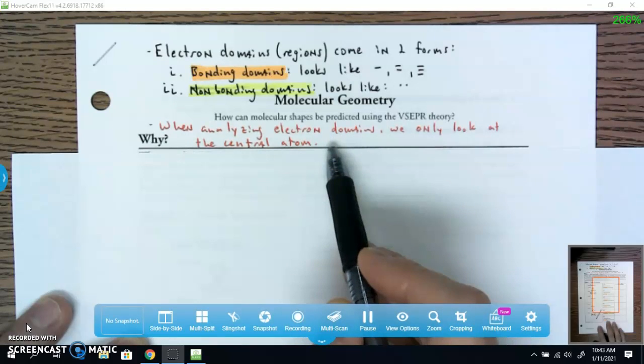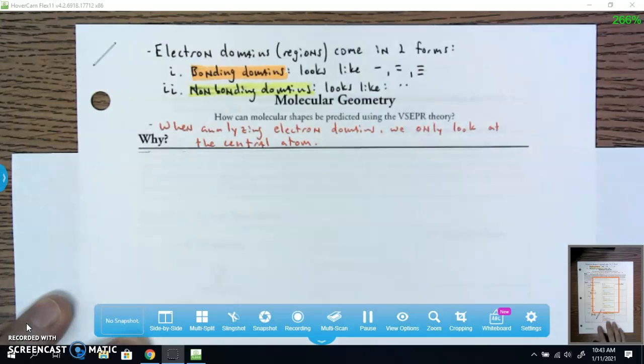So I want you to hit pause and get those copied down, and then in just a minute I'm going to start talking again, and we're going to take a look at Model 1 on the front.